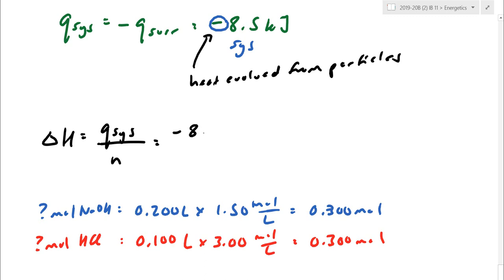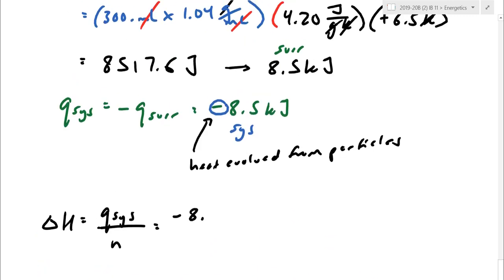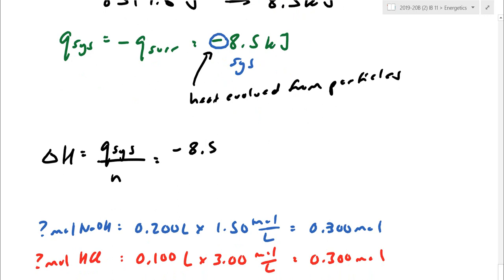If you have the entire number in your calculator, even better. I think it was 8.51. Yeah, 8.52. Okay. Negative 8.52, that's how much energy was released. That's how much energy was actually evolved from my exact experiment. But I'm going to divide it by n, and therefore it will rescale this energy term so that it applies to my equation. The question here is, which mole do I put in?